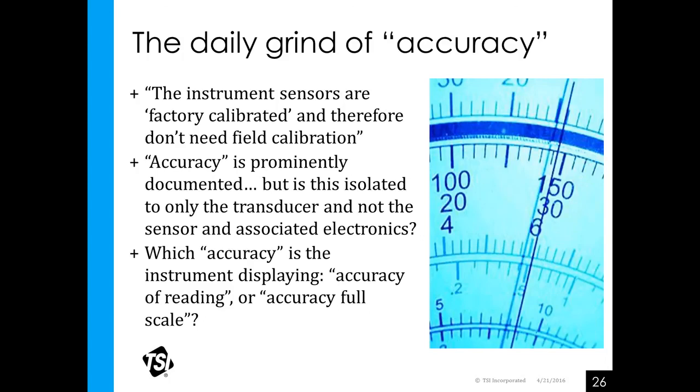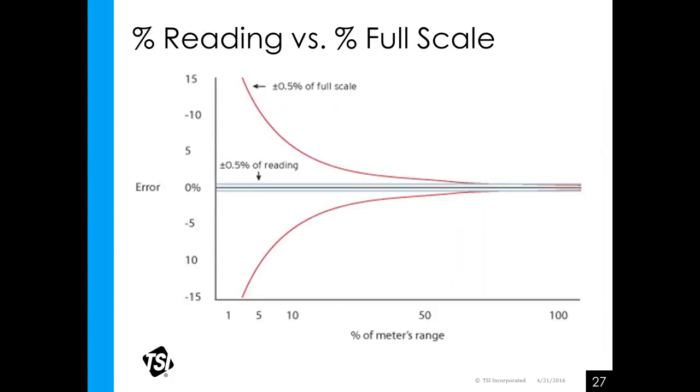So I try to explain that with this graph here, to know the difference between percent of reading or percent of full scale. Never forget to ask which one it is. For example, half a degree of full scale gives you an error over here. The lower the percent of the meter's range, you see how bad it is at the low end, and how it all smooths out the closer you get to full scale.